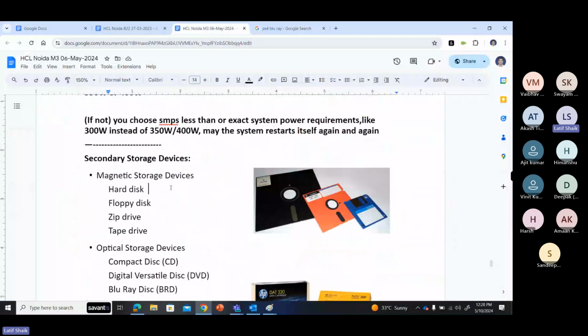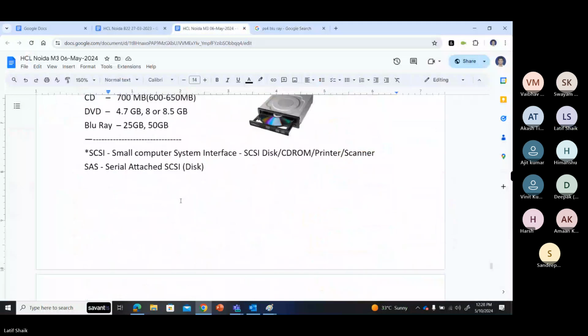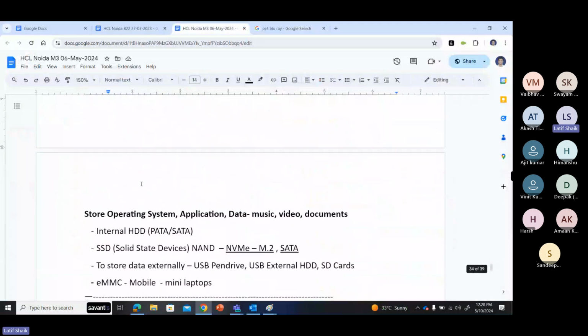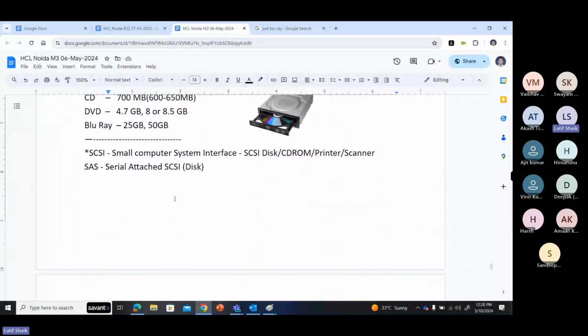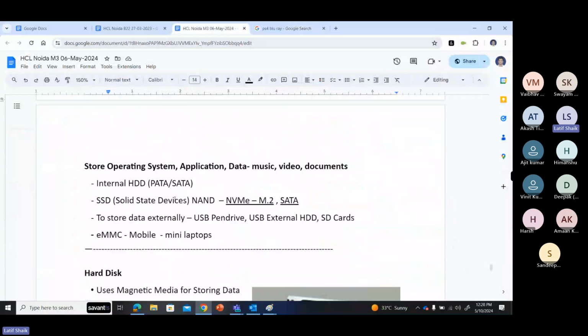So one is left over, that is called hard disk. I've written something that is SCSI related. Again, the point is, guys, why do we need an internal hard disk? Why do we need an SSD or internal hard disk to store our operating system, applications, and data? So to store operating system, applications, and data, we have internal hard disk.